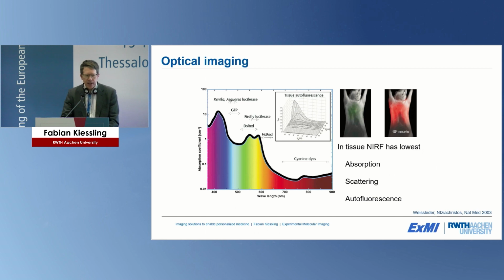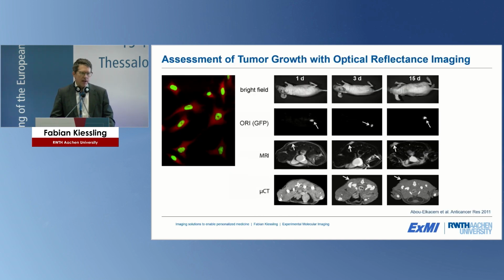So the first important thing is that we choose the right wavelength for the optical imaging approaches. And this is already a quite old image from a publication of Ralf Weissleder, where he showed the absorption and scattering properties of light in the tissues. And I think it's very obvious that we have lowest values in the near infrared, so somewhere between 600 and 800 nanometers. So we need to focus on that range. And most people did that and developed kind of probes and reporter genes to do optical reflectance imaging.